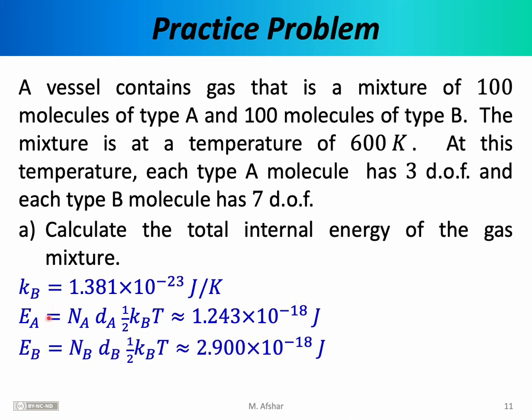We can do a very similar calculation for type B molecules. The number of type B molecules is also 100. The degrees of freedom is 7. We'll multiply that by 1/2 kBT, and we find that type B molecules have 2.9 times 10 to the minus 18 joules. The question asks for the total internal energy of the gas mixture, so we now need to add these two energies. We find that the total internal energy of this gas mixture is approximately equal to 4.143 times 10 to the minus 18 joules.